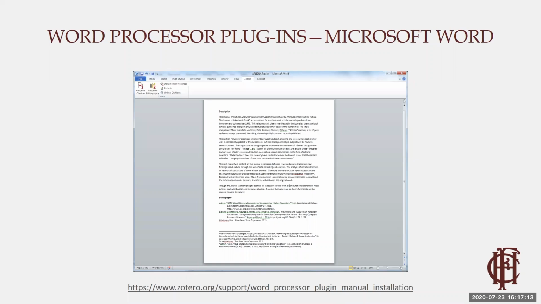Now, the word processor plugin should have already been automatically installed when you installed Zotero. It should detect that you have Microsoft Word and will install the relevant plugin. If for whatever reason you don't have the Zotero plugin in there, Eugenie is posting the link below to the chat box, and you should be able to access the support pages that show you how to manually install the plugin.